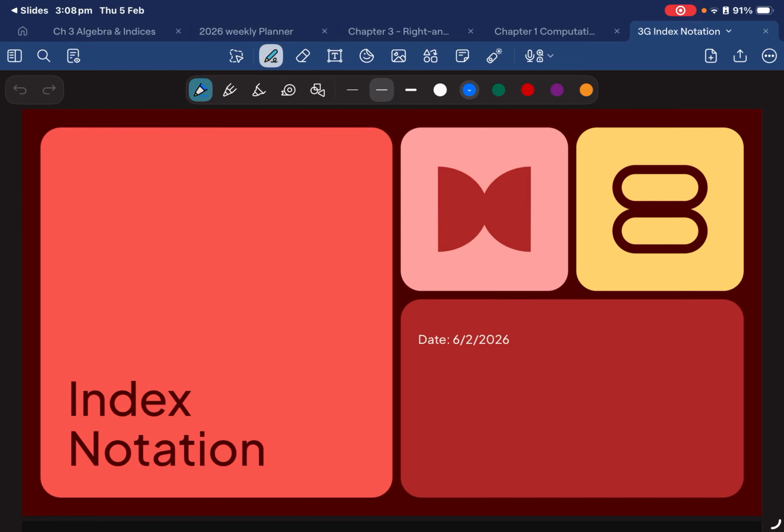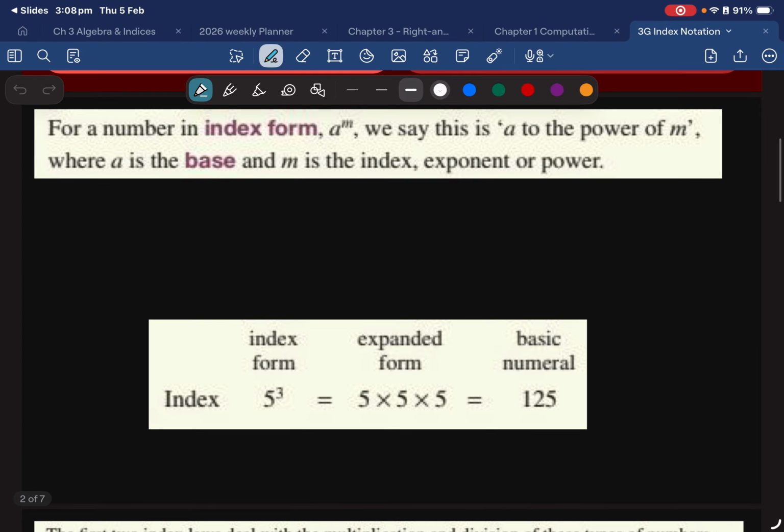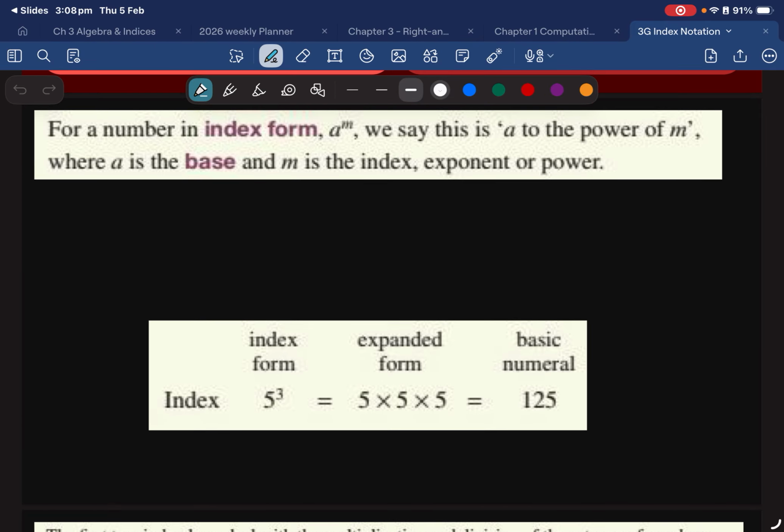So today we're going to have a look at index notation. Index notation is a little bit weird and wonderful, but it's just to do with powers, and we've dealt with powers before. So let's have a look. If we get a number, like say we've used 5 to the power of 3, let's do 7 to the power of 3.